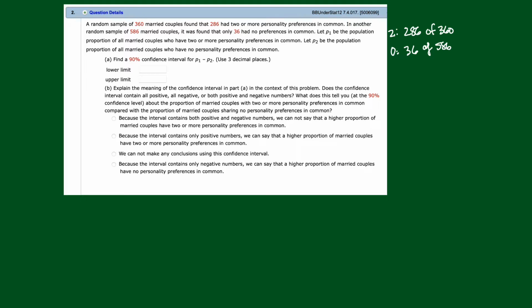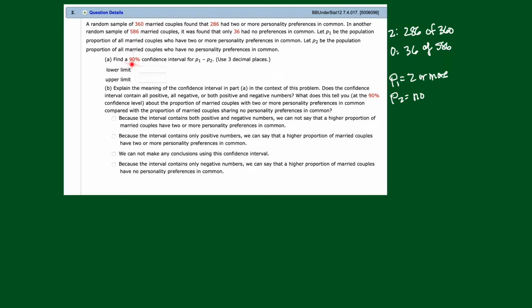Now, let P1 be the population proportion of all married couples who have 2 or more. All right, so P1, that will be 2 or more. Okay, that's the population proportion of having 2 or more in common. Trying to keep it all straight. And P2, this will be the population proportion of having no personality preferences in common. All right, of none. Or just say no.